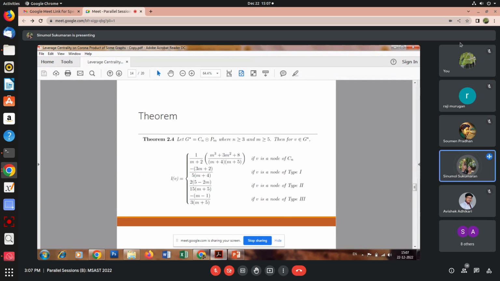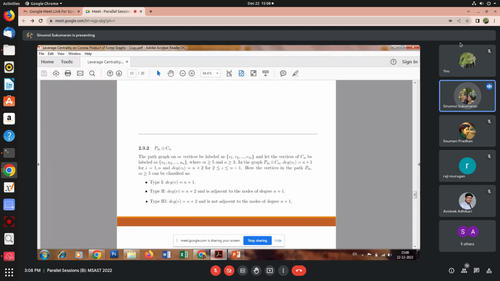This is the theorem. Let G star equal Cn composition Pm where n is greater than or equal to 3 and m is greater than or equal to 5. Then for V in G star, the leverage centrality of V is found to be 1 by (m plus 2) times (m cube plus 3 m square plus 8) by (m plus 4) times (m plus 5) if V is a node of Cn, and minus (3m plus 2) by 5 times (m plus 4) if V is a node of type 1, and 2 times (5 minus 2m) by 15 times (m plus 5) if V is a node of type 2, and minus (m minus 1) by 3 times (m plus 5) if V is a node of type 3.